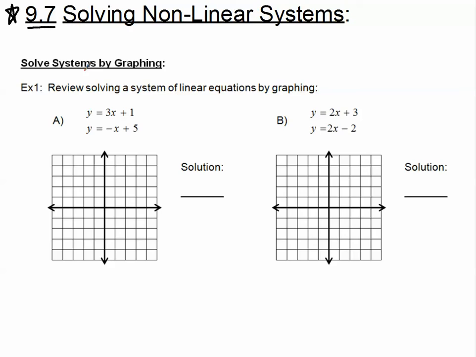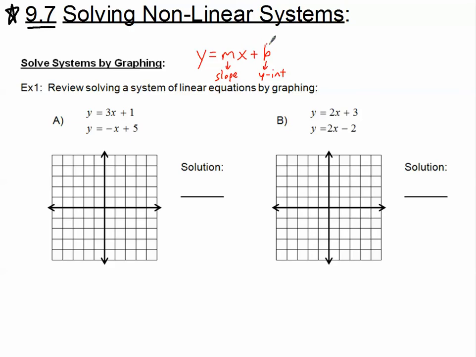A system is when we have two or more equations and we solve them simultaneously for our answer. The first method that we typically use is solving by graphing. So I'd like to review solving systems of linear equations by graphing. Notice that all four of these equations here are lines. They are all linear. Lines, when they are solved for y, are in y equals mx plus b form. The m, of course, is our slope, and the b, of course, is our y-intercept.